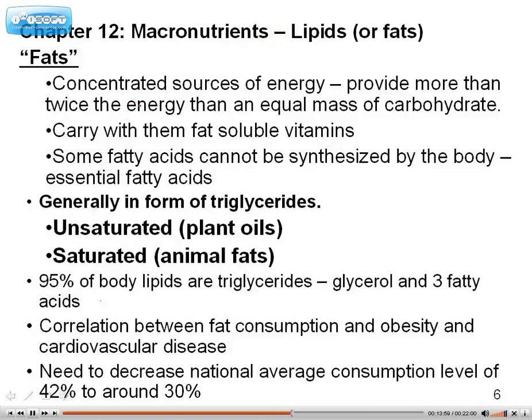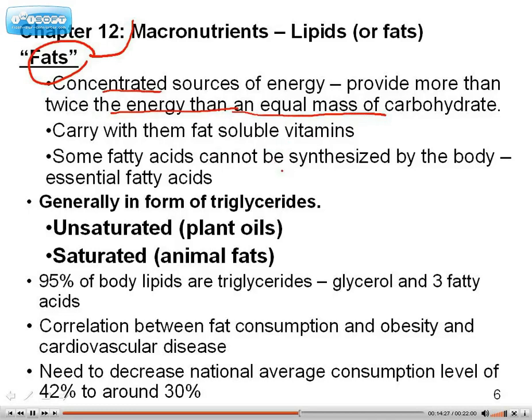Fats. Yes, we actually need fats. It's the backbone energy source we absolutely must have in order to continue to exist no matter what terrible times we're in. Concentrated source of energy provides twice the energy than an equal mass of carbohydrate. So that's why we love using it as a high energy storage unit.